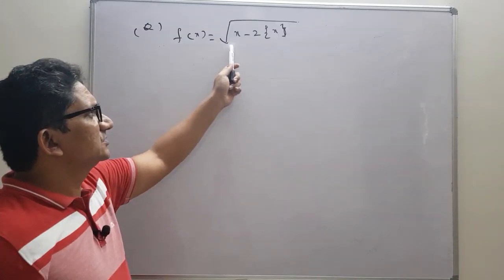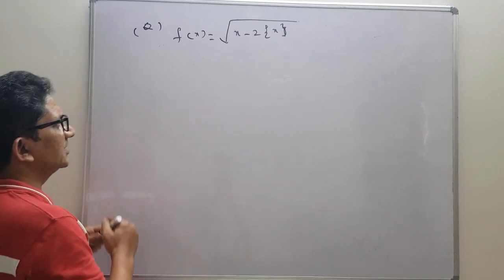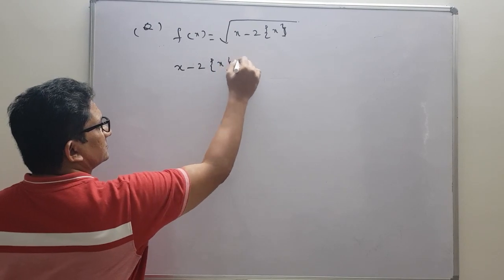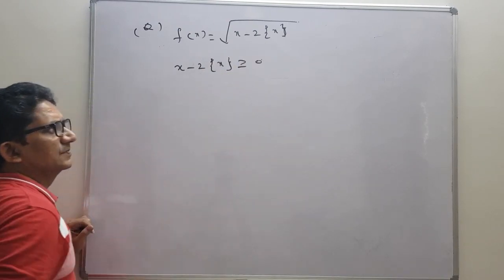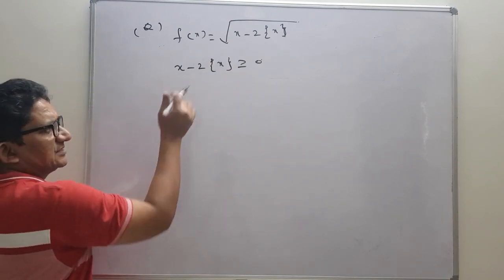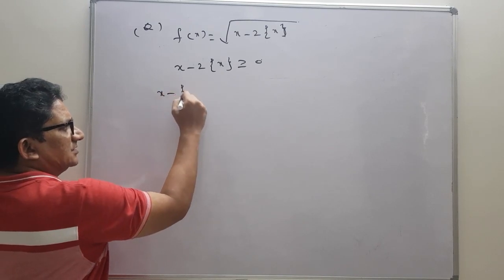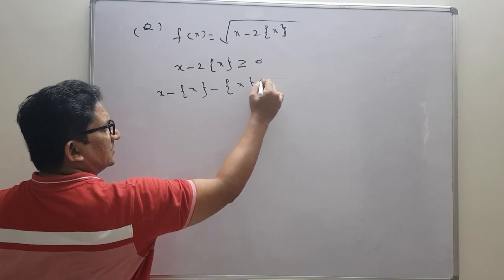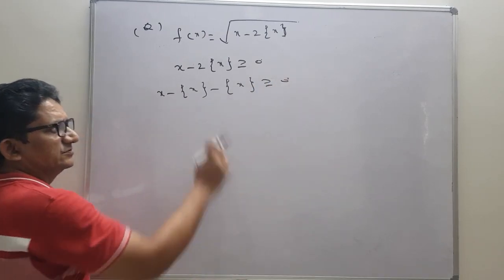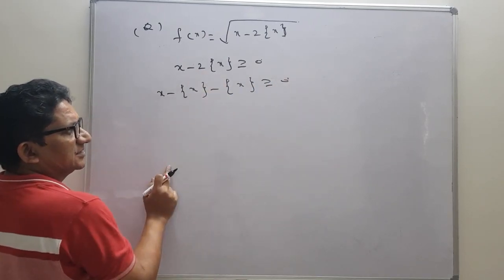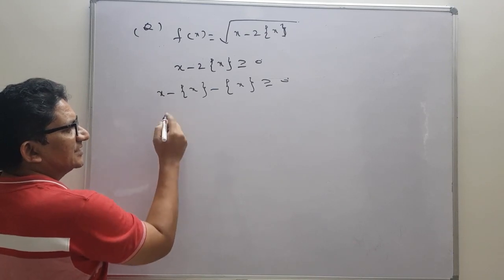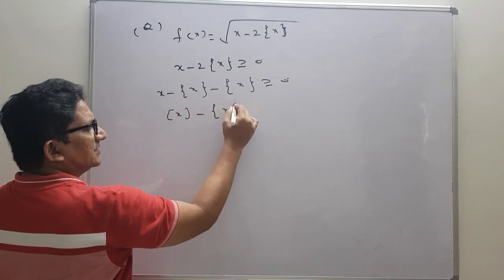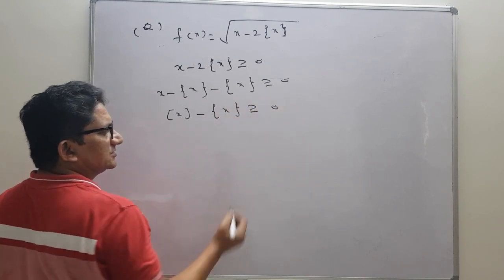f of x equals a square root function. So we need to maintain that inside function as greater than or equals to 0. Now to simplify this, the best technique is we can write this as x minus fractional part of x minus fractional part of x is greater than or equals to 0. I am dividing it like this, because x minus fractional part of x can be written as step x. Now step x minus fractional part of x is greater than or equals to 0.